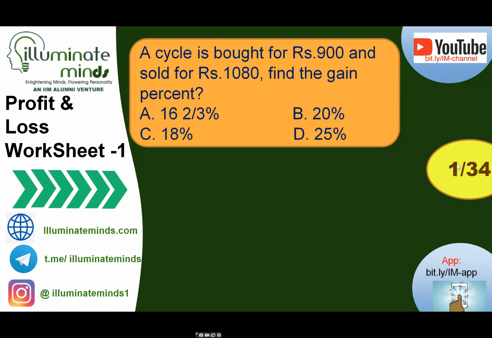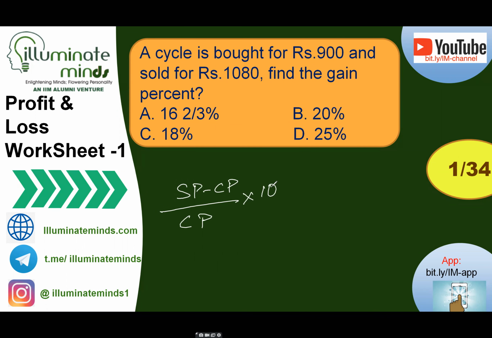Okay, now question number 1 says a cycle is bought for rupees 900 and sold for rupees 1080. Find the gain percent. As I've always told you, never do selling price minus cost price, divided by cost price into 100 to find the profit percentage. This is the wrong method. We should always talk about SP by CP. And please go through the theory lecture if you have missed profit and loss.